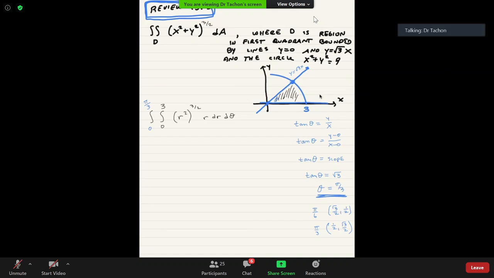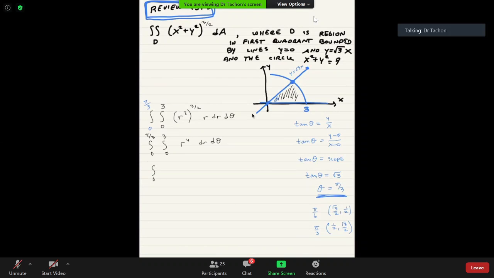So then integrate. What am I integrating? Well, r squared to the 3/2 power. When you multiply the exponent, you get r cubed times the r. So we're going to integrate from 0 to pi over 3, and r from 0 to 3. That's going to be r to the 4th, dr d theta. When you take r squared, raise it to the 3 halves, and then multiply by r, you get r to the 4th.